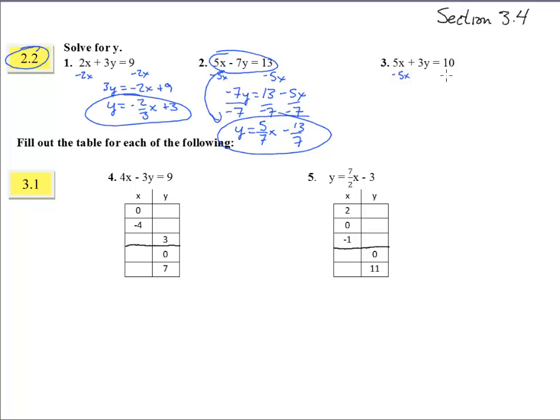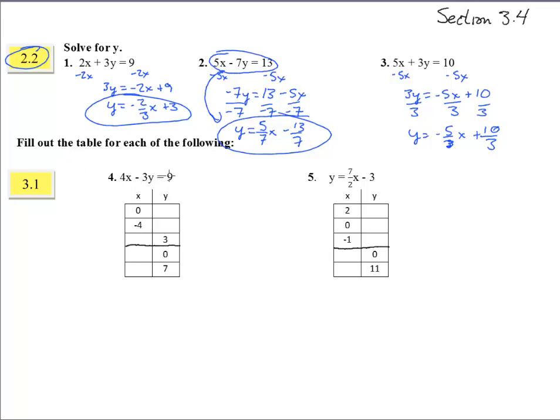Subtract 5x, subtract 5x. And we get 3y equals negative 5x plus 10. Divide by 3, divide by 3, divide by 3, and we get y equals negative 5/3 x plus 10/3. Good. Okay, fill out a table for each of the following.